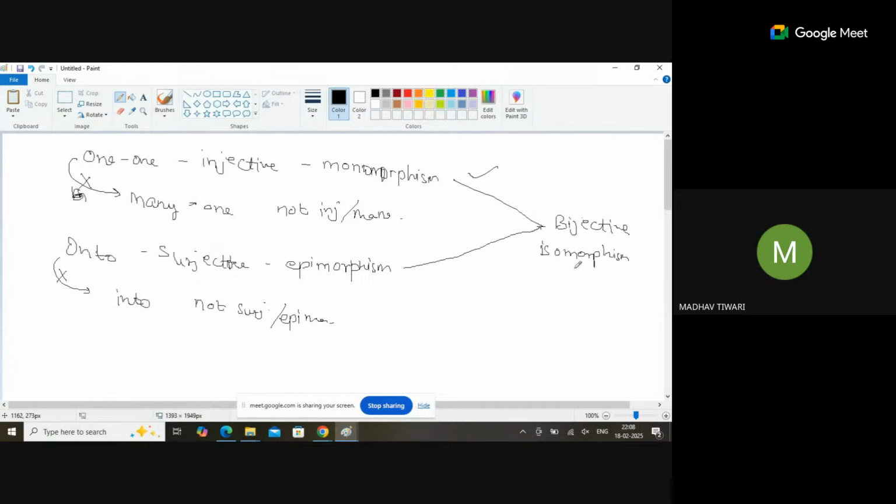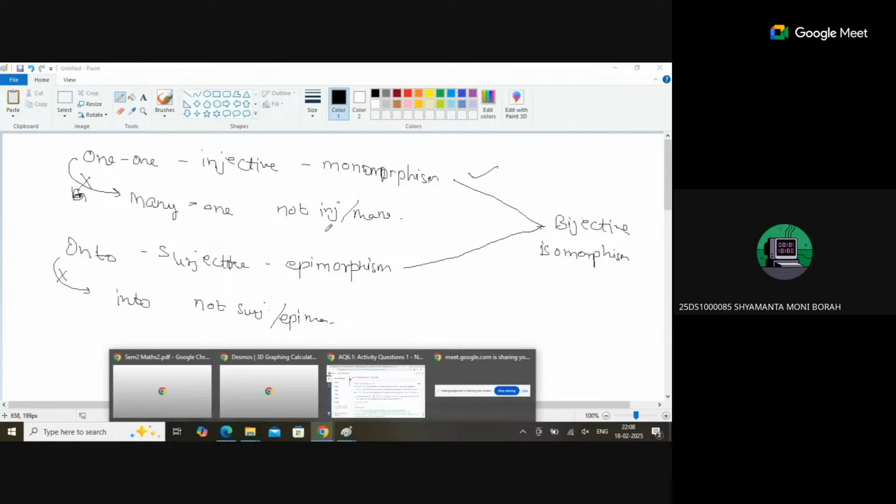I hope these terms are clear now. Yes, sir. Okay, you can check this. That's it. Any other doubt? Anyone having? So into is not surjective. Okay, fine.